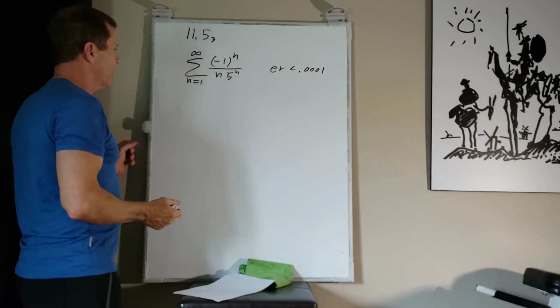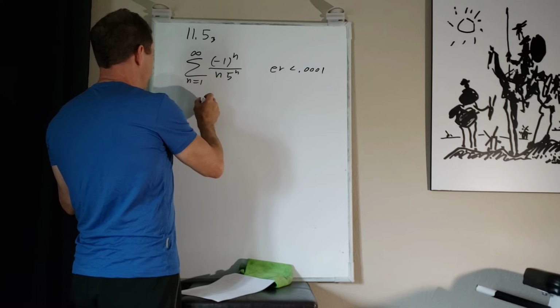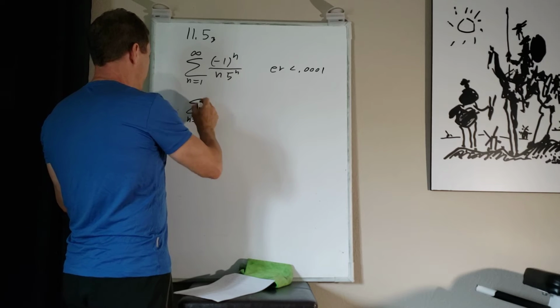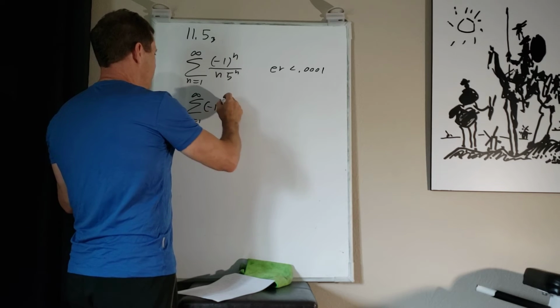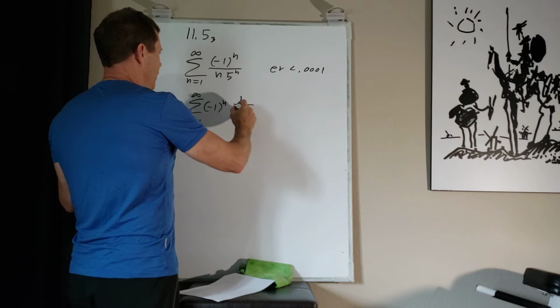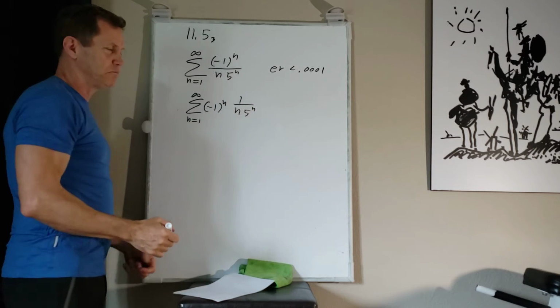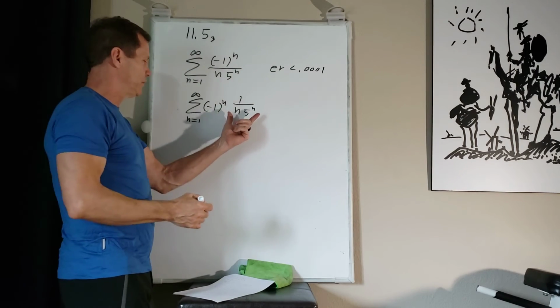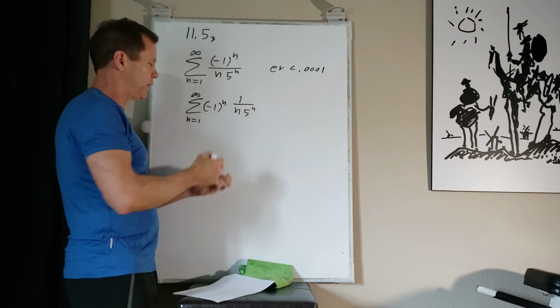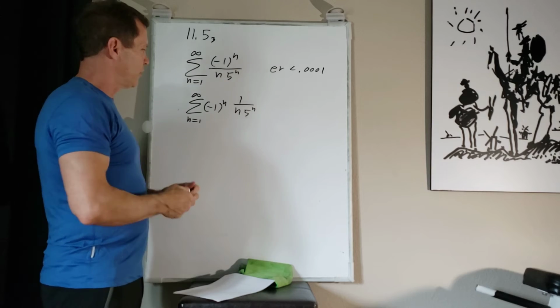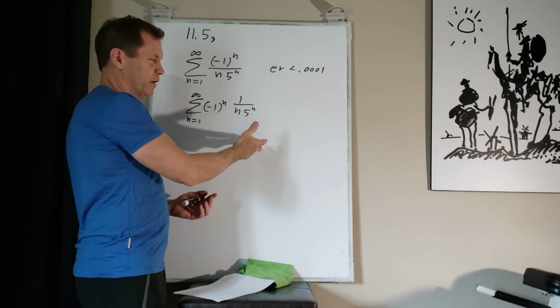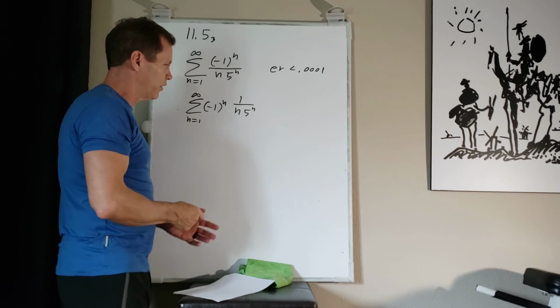First, does it work? You're going to rewrite this as the sum n equals 1 to infinity of (-1)^n, so it is alternating, and you've got 1 over n times 5^n. Are all these positive? As long as n is positive, this is positive. Is it decreasing? Every time you stick an n in, the bottom gets bigger, so the whole thing gets smaller.